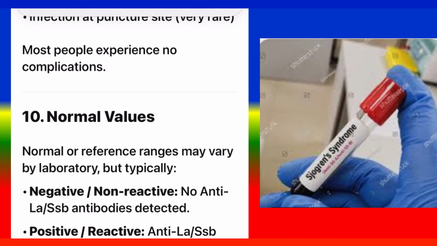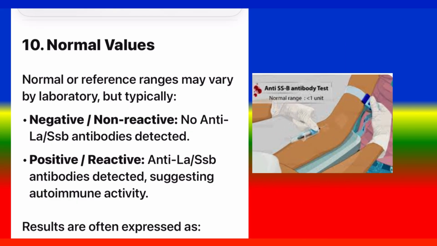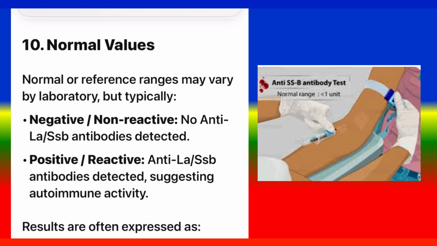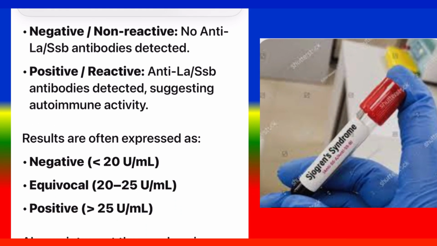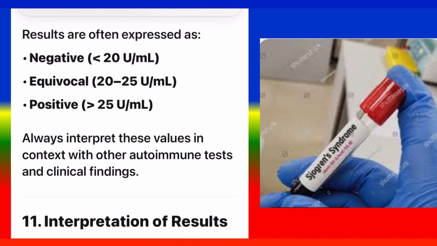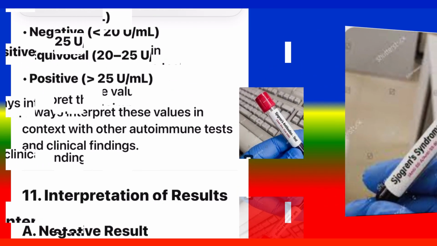Number 10. Normal values. Normal or reference ranges may vary by laboratory, but typically: negative, non-reactive, no anti-SSB antibodies detected. Positive, reactive, anti-SSB antibodies detected, suggesting autoimmune activity. Results are often expressed as negative below 20 units per milliliter, equivocal 20 to 25, positive above 25. Always interpret these values in context with other autoimmune tests and clinical findings.